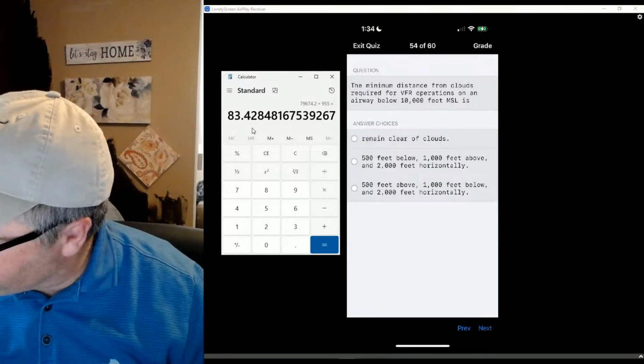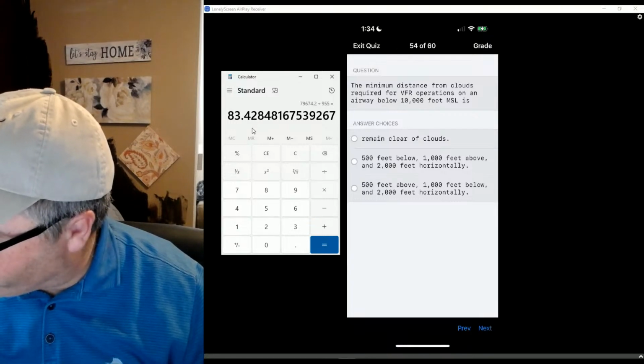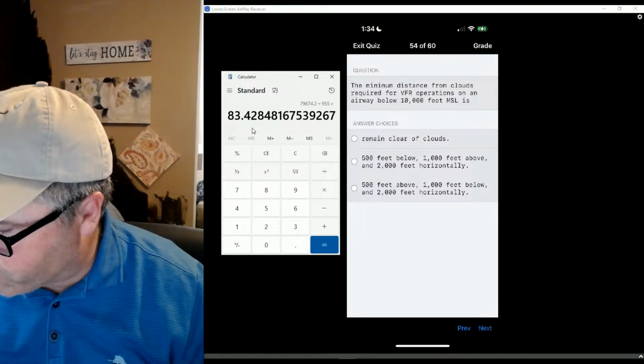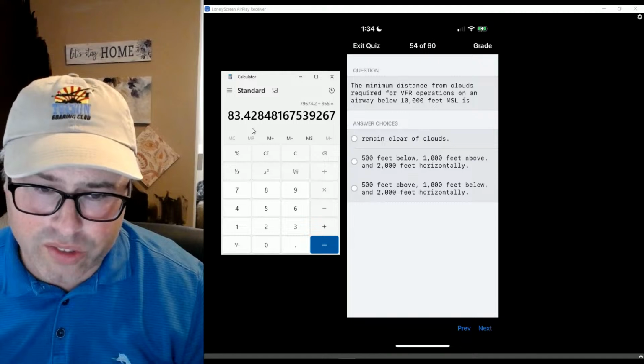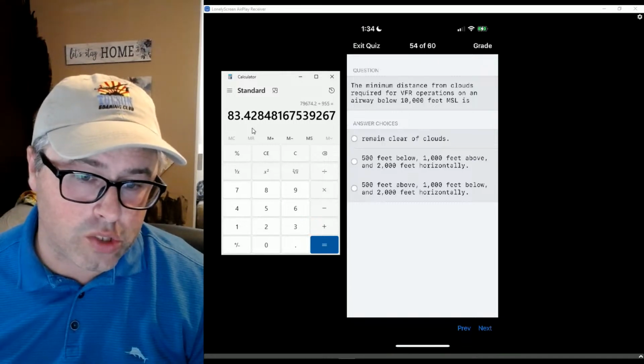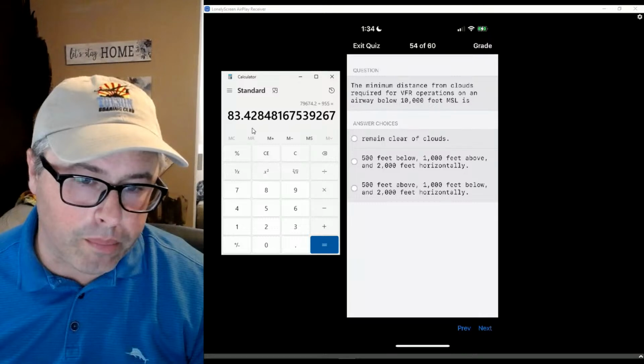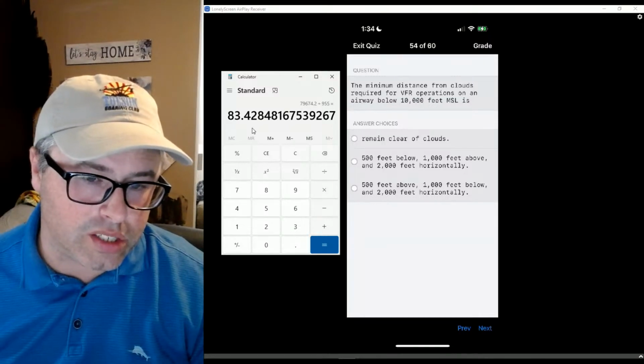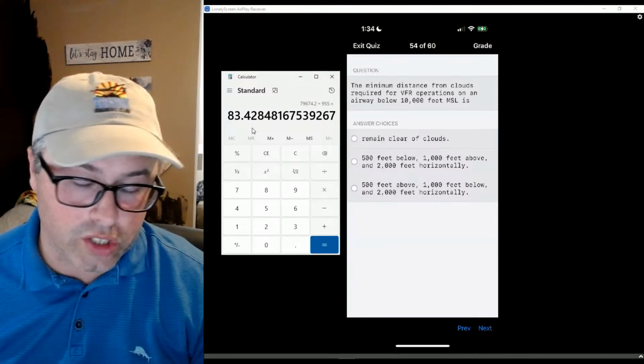Minimum distance from clouds required for VFR flying on an airway below 10,000 feet. We've already had this question. If you have the same question twice, they just ask you it in different ways. Just be used to it. So we're below 10,000 feet and we're in controlled airspace.